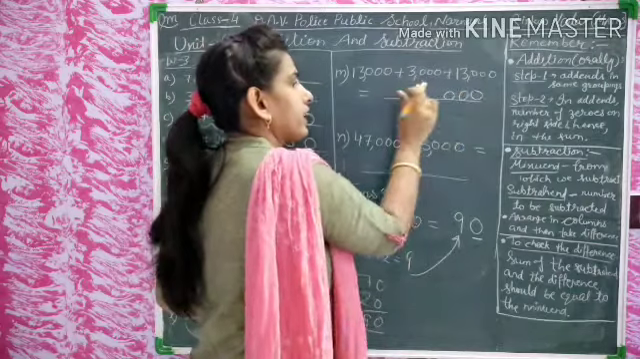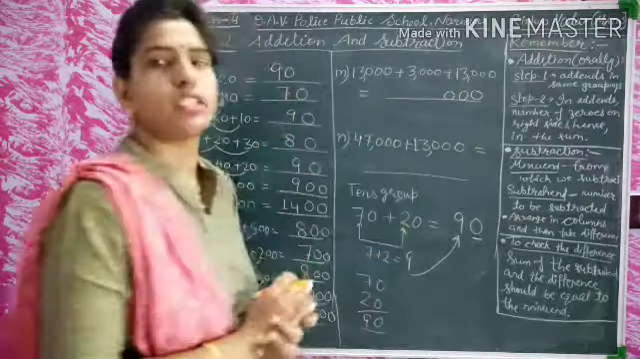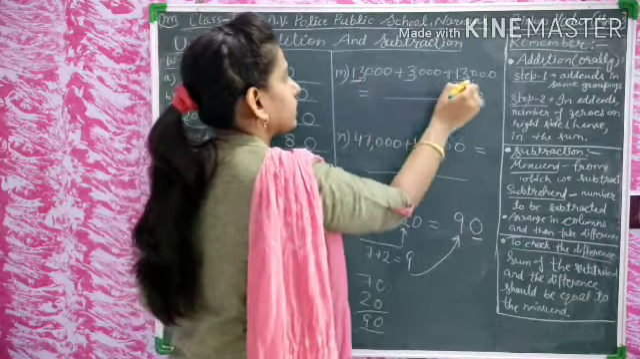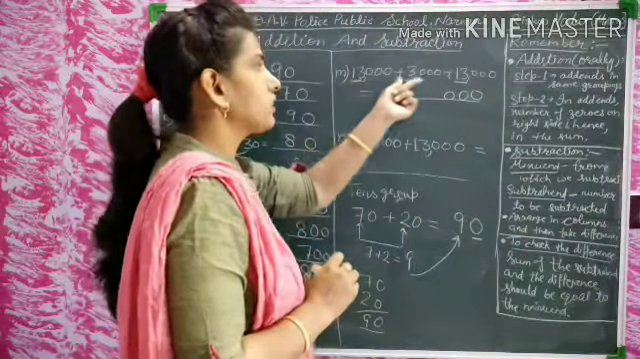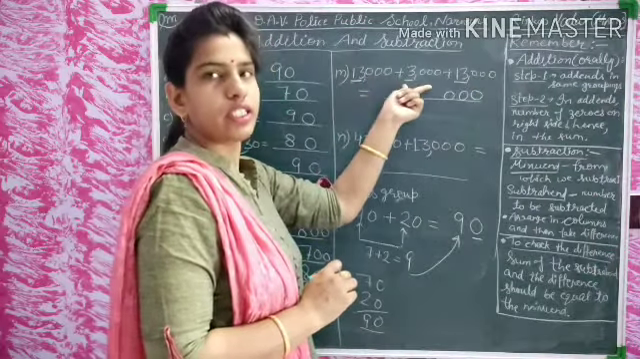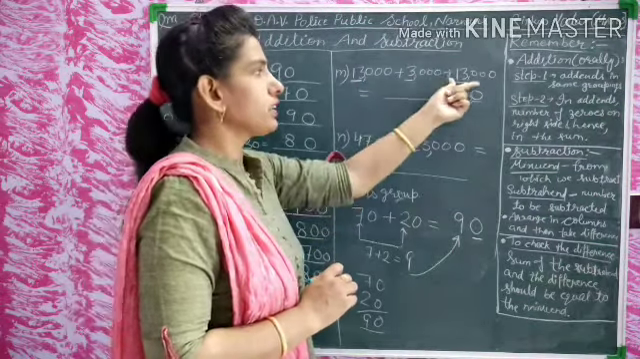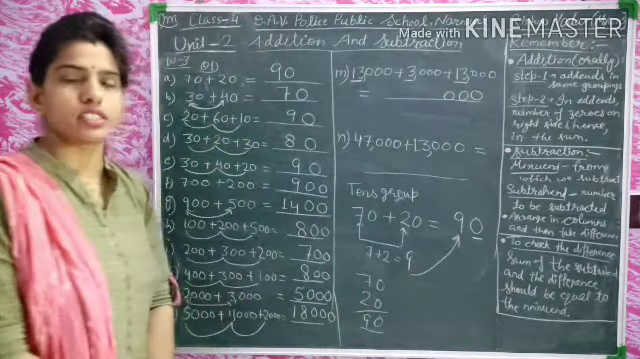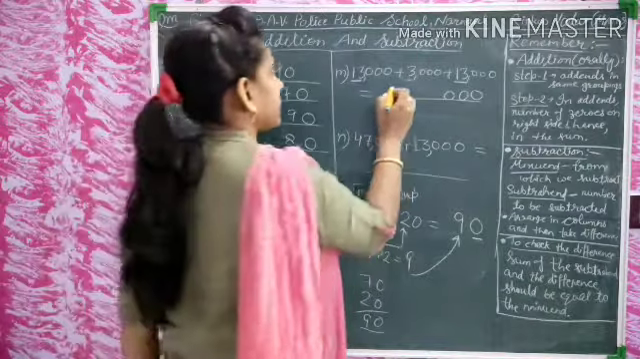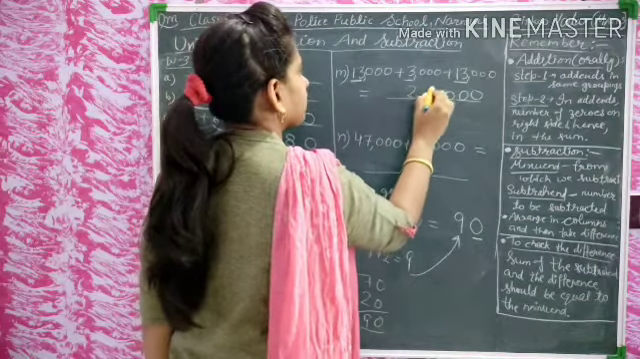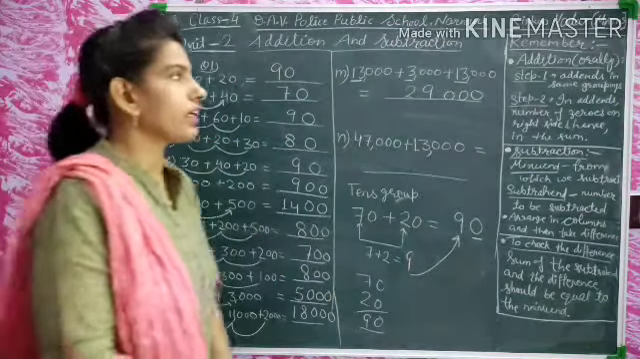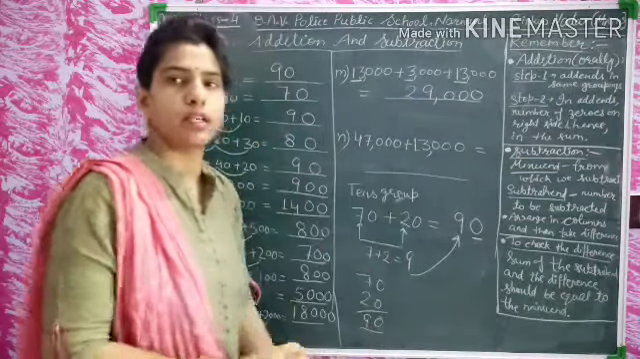Now we are taking on the left side what number? Thousands place digits. How many thousands are there? 13,000, 3,000 and 13,000. 13 plus 3, that equals 16, and 16 plus 13 is 29. 29,000 is the number here.